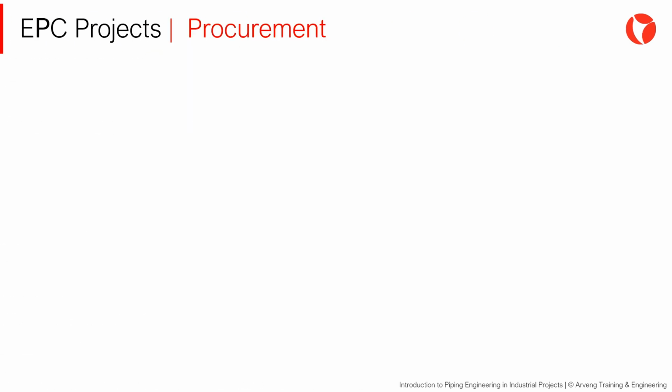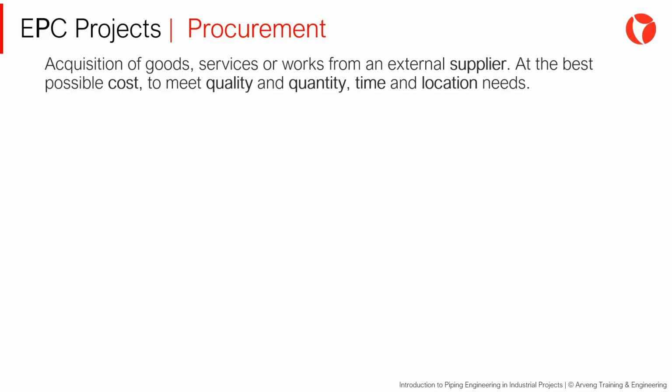Procurement, that is the P in EPC, consists of the acquisition of goods, services, or works from external suppliers. The purchase must be made at best possible cost, always considering the needs of the purchaser in terms of quality, quantity, time, and location. It is common for companies and organizations to establish processes aimed at promoting fair competition among potential suppliers.